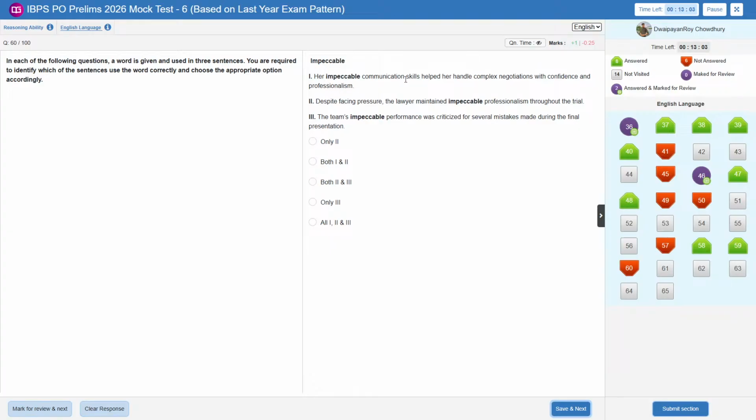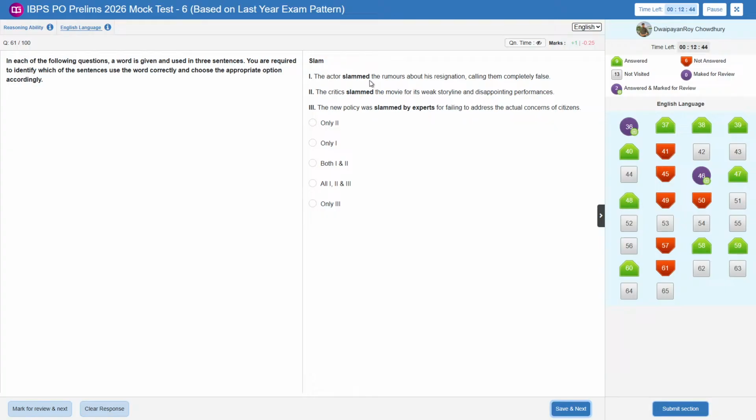Impeccable. Her impeccable communication skills helped her handle. Despite facing pressure, the lawyer maintained impeccable professionalism. The team's impeccable performance was criticized for several mistakes. 1 and 2 only are correctly used. Slam. The doctor slammed the rumor about his resignation. The critics slammed the movie. The new policy was slammed by experts for failing to address actual issues. Critics slammed the movie for its weak storyline, slammed the rumors. So I think all of them are correct.